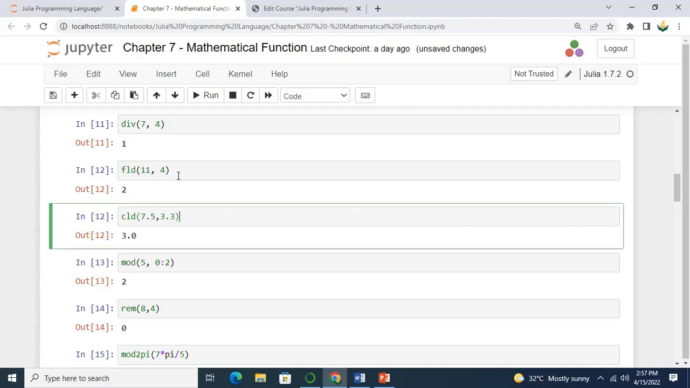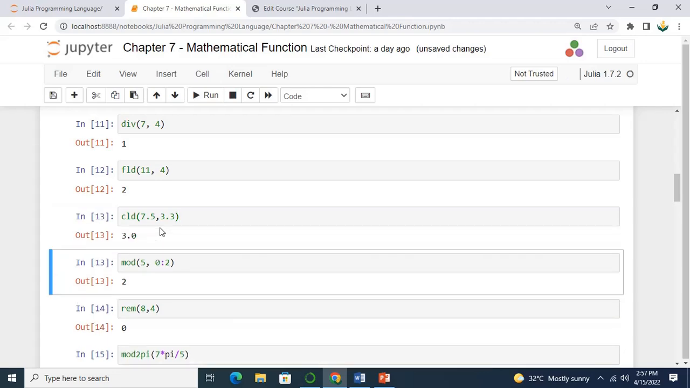11 ones are 11, twos are... 11 twos are 22 will come. So that means that 2 will be displayed here. CLD also supports floating point values. You can make use of CLD here, so it gives you 3 here.